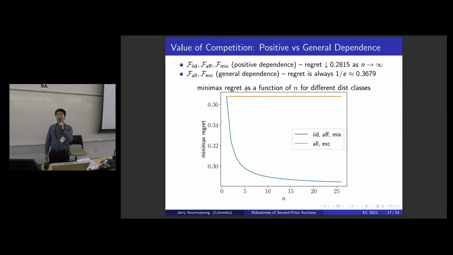We can also evaluate the value of competition, where for classes of distribution that capture positive dependence, the minimax regret value decreases in n and converges to a positive value as the number of bidders grows large. This means that competition has some effect, but there is also an unavoidable gap between the ideal and the actual performance. Whereas for classes of distribution that capture general dependence, the regret is always 1 over e regardless of the number of bidders, so competition has no effect in this case.